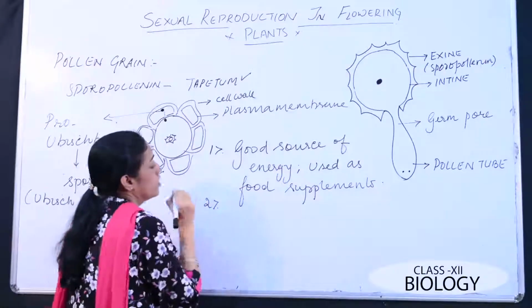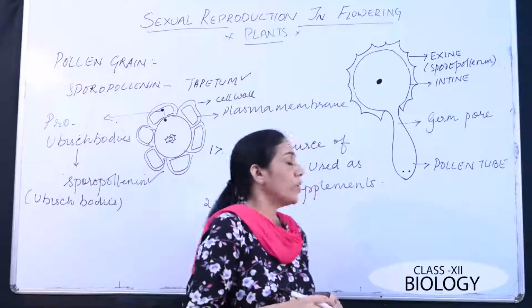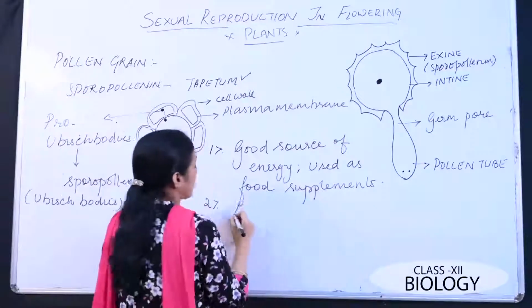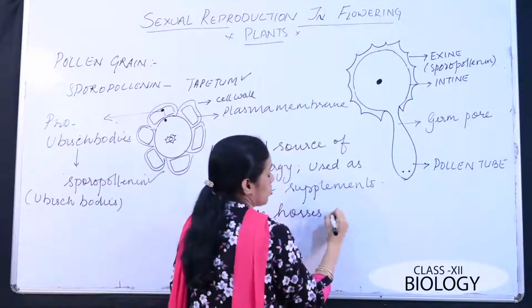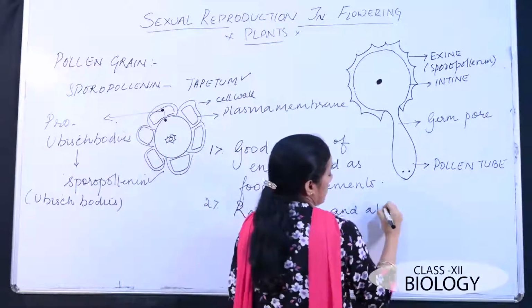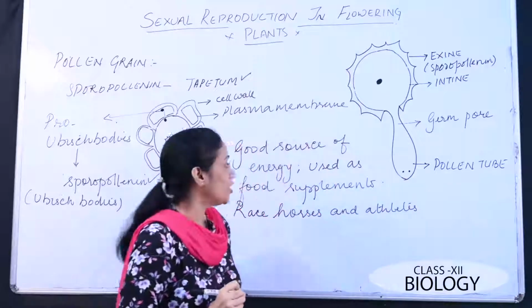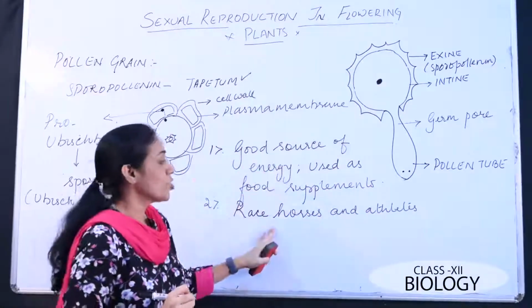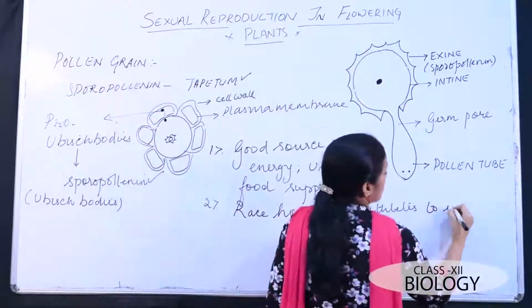Secondly, these pollen grains are given to racehorses as well as athletes. Why? The answer is very simple, because you have already said that this is a good source of energy. So giving them to racehorses as well as athletes means to improve their performance.